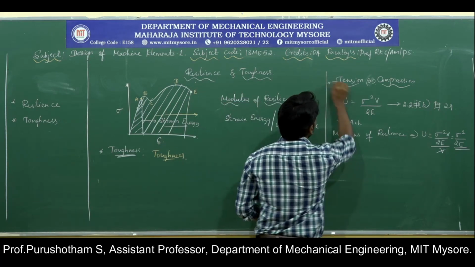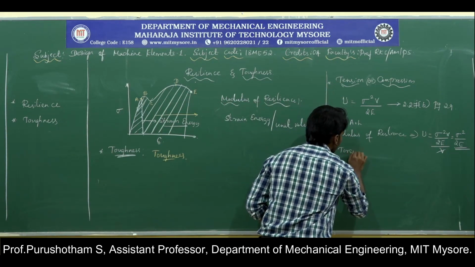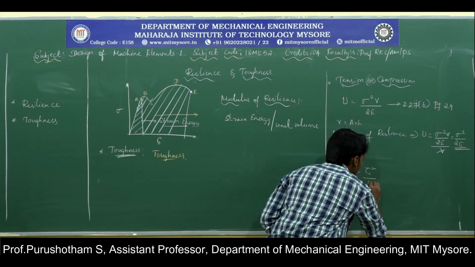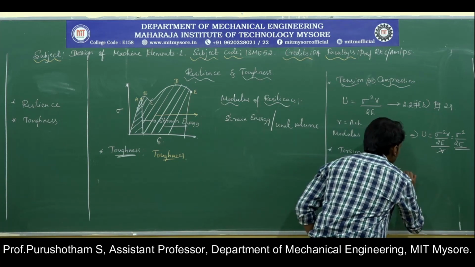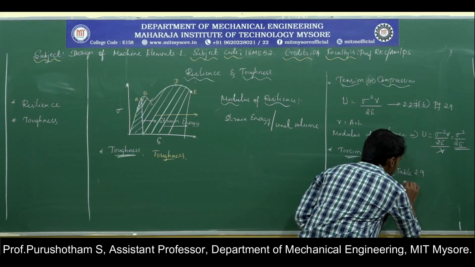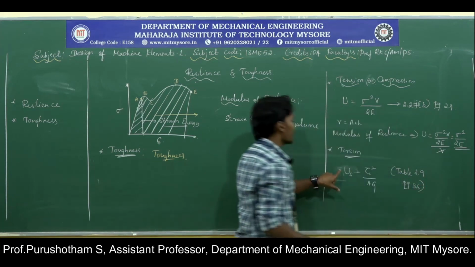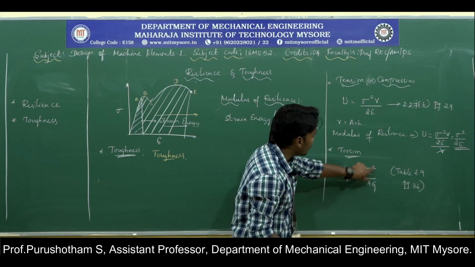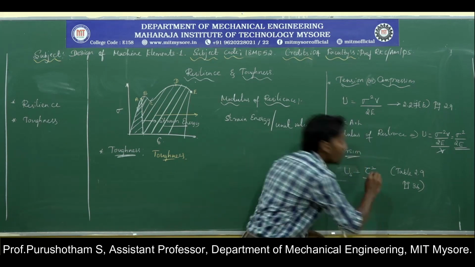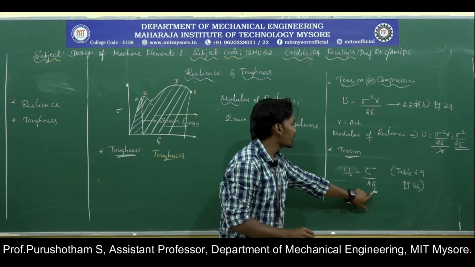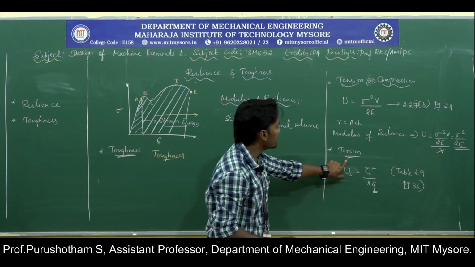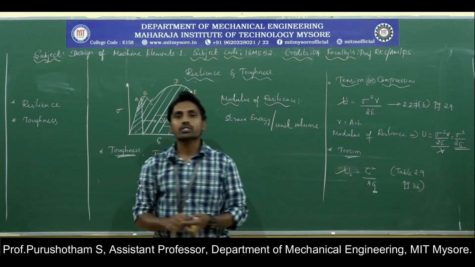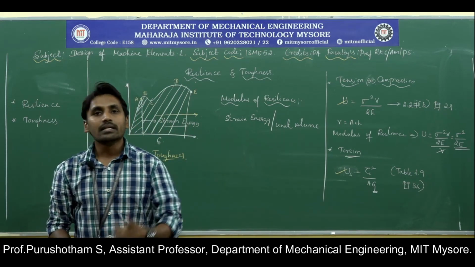Then for the same case, the resilience in torsion is given by U_S, which is equal to tau_E square divided by 4G. This is available in Table 2.9, page number 34. Here G is the modulus of rigidity, which is a material property. This will be the modulus of resilience in torsion. Using these two equations, we are going to solve some problems in resilience as well as toughness.